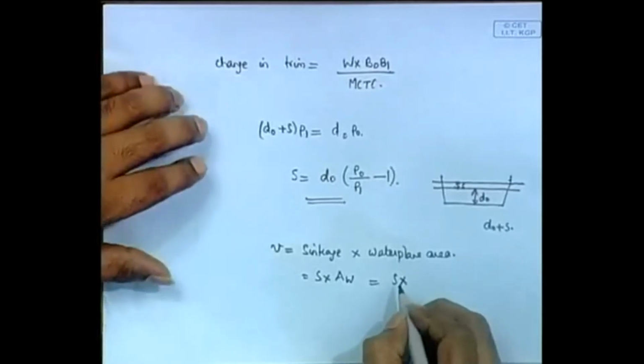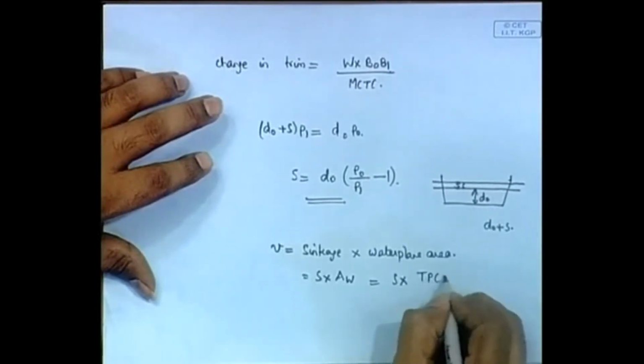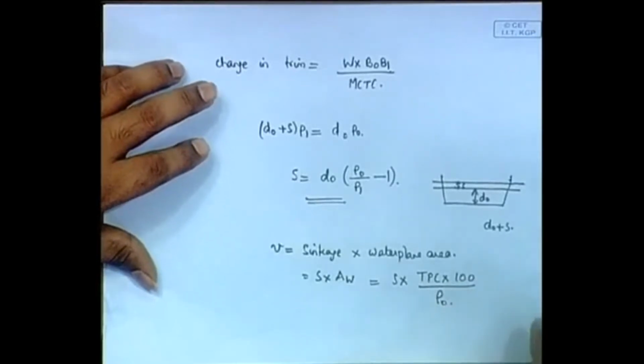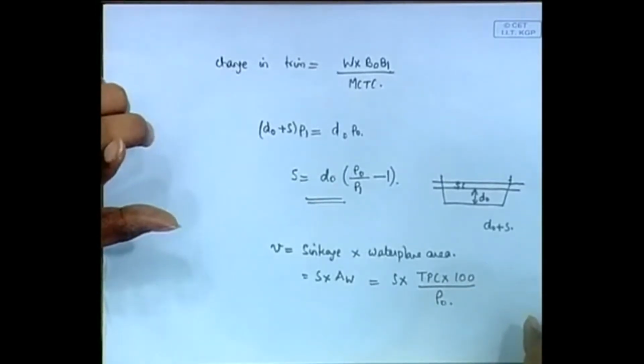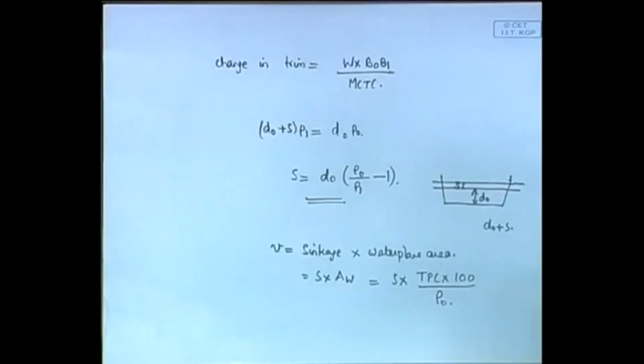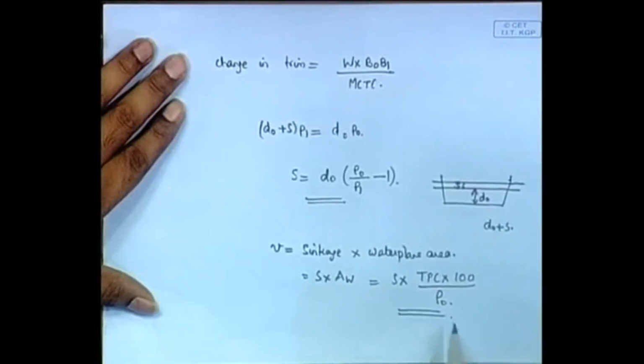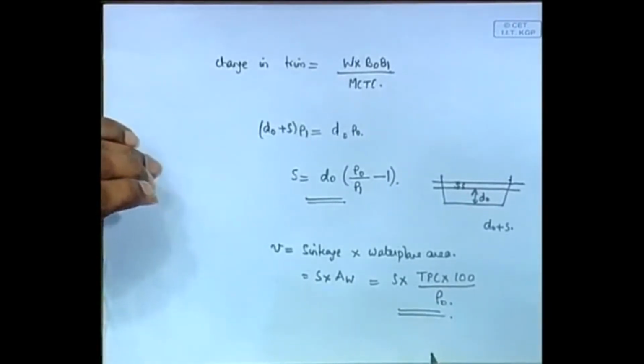Now in the beginning we derived an expression for AW, do you remember this? There is an expression that water plane area is equal to TPC into 100 by rho 0. You did it for mid semester, so I think you should be remembering it. It's not at all difficult. TPC is due to a unit change in draft. So if there is a unit change in draft, what is the change in volume? So you equate the two, you will get this expression. So S into TPC into 100 by rho 0 gives you an expression for the increase in volume.